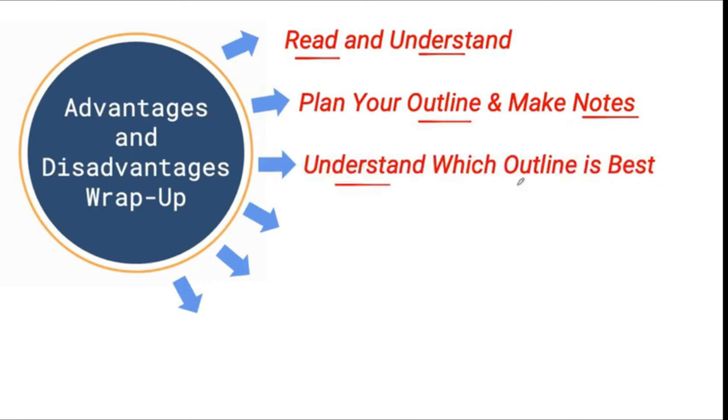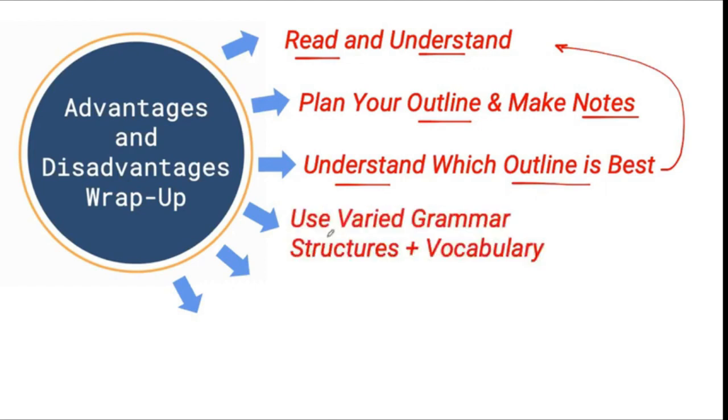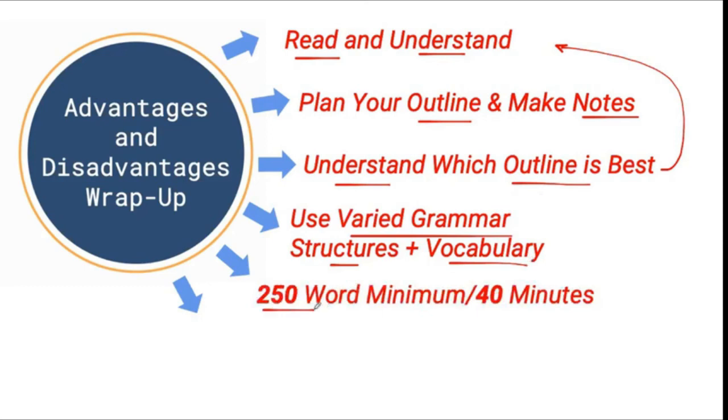Then you want to understand which outline is best, and this relates to this topic right here. If you know that you have the second type, where you have to talk about which outweighs which, like we did today, you'll understand which outline is best and how many paragraphs you should include. Then make sure, as always, to use varied grammar structures and vocabulary, especially your connectives, to connect these contradicting arguments. And you have a 250-word minimum with 40 minutes if you've designated 20 minutes to your writing task 1. So make sure you stick to this.